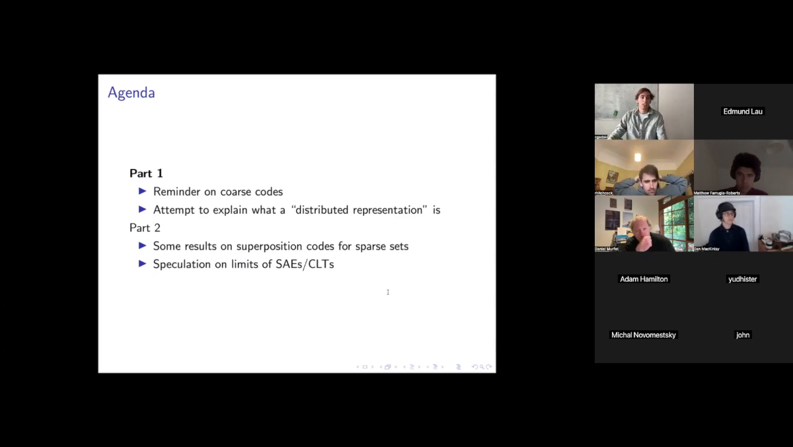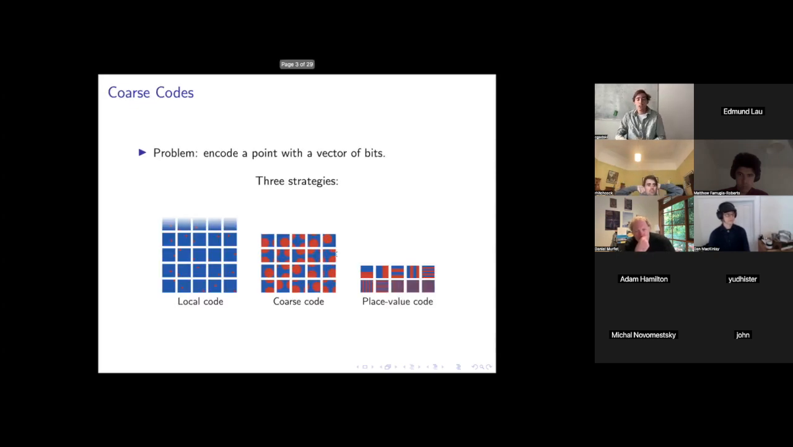Okay, so the first problem I want to talk about is how do I encode a point? Let's say I have a point on the plane, or maybe on the torus, and I want to encode the position of that point with a vector of bits. The standard thing you do on a computer is use a place value encoding. You'd first say I want to store the x coordinate and the y coordinate, and you'd use 1 bit for each bit in the binary representation of the coordinate.